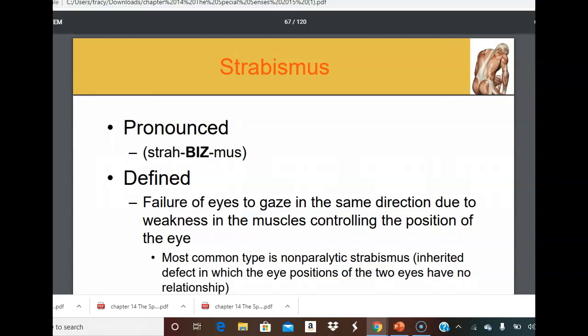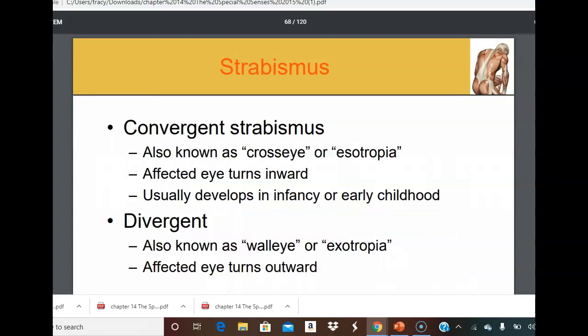And so if one of those muscles is weak, then you can actually have a weakness in the muscle holding that eye, and it causes the gaze to be different. And so that can cause visual issues as well. So we have something called convergent strabismus and divergent strabismus.